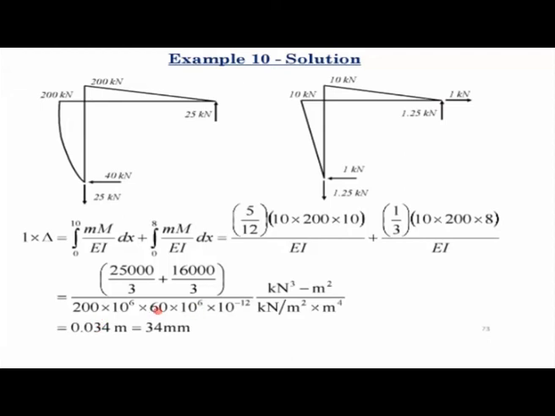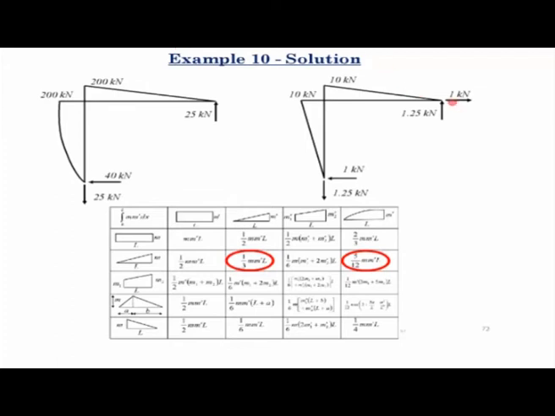If you calculate this, the unit virtual load is in unit kilonewtons. So if you put the unit here, you'll see that the unit of deformation or deflection delta at this joint in the horizontal direction would be meters. So it comes out to be 0.034 meters. So that is the horizontal deflection. Now it is positive, that means it is in the direction in which we applied the virtual load. It is towards the right.